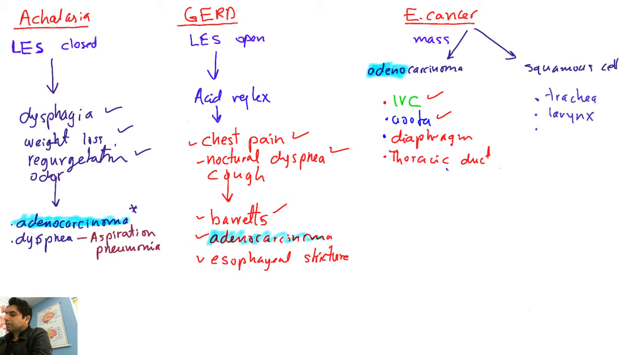Anything else? Recurrent laryngeal nerve. Anything else? Thyroid is way up here, yeah. But then this is pharynx. This is not the esophagus. Esophagus starts here.